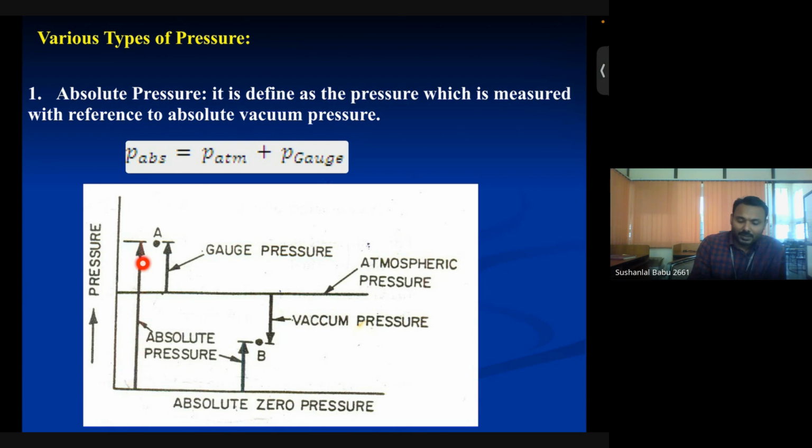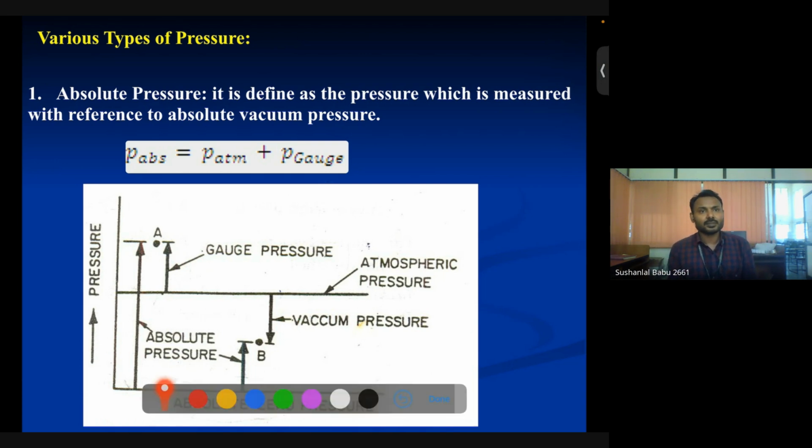So you can see the gauge pressure here, which is measured above the atmospheric pressure. Any pressure which is measured above the atmospheric pressure is gauge pressure. Any pressure which is measured below the atmospheric pressure is vacuum pressure. So if you say there is a vacuum pressure of 1 bar, that means absolute zero. That is 1 bar reduced below the atmospheric, it has gone to minus 1 bar. Minus 1 bar means absolute zero only.